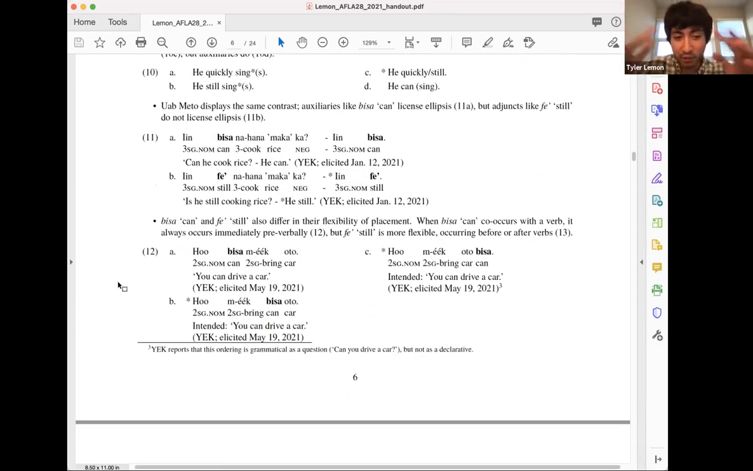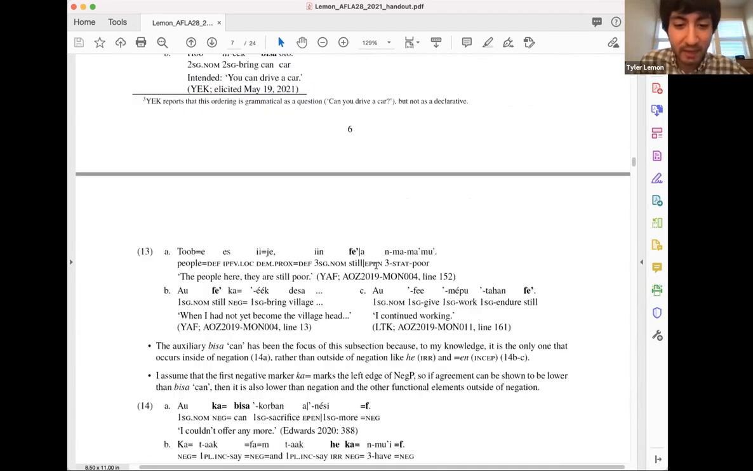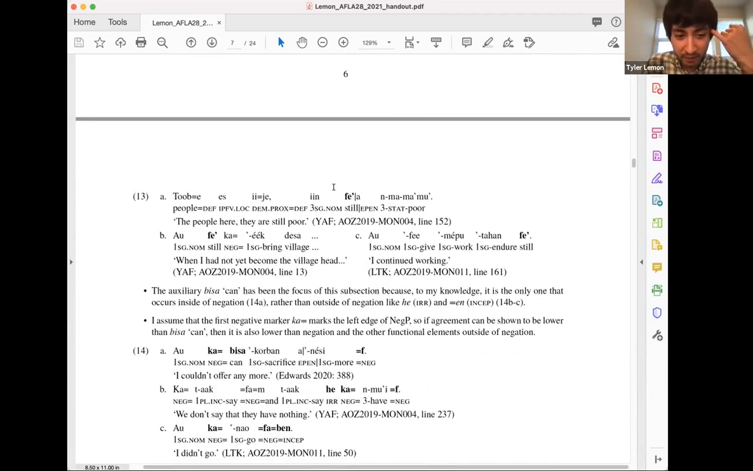Just kind of hammering these two words home a bit more. Bisa and fe also differ in their flexibility of placement. When bisa co-occurs with a verb, it always has to be immediately pre-verbal. So this sentence is good, "ho bisa make oto," but you can't say "ho make bisa oto" or "ho make oto bisa." Well, actually, this one is okay as a question, but not as a declarative. Fe, however, is more flexible. It usually occurs pre-verbally, including before negation, but it can also occur in a final position.